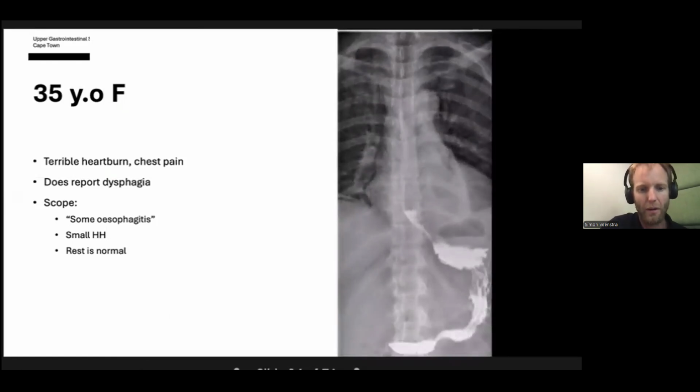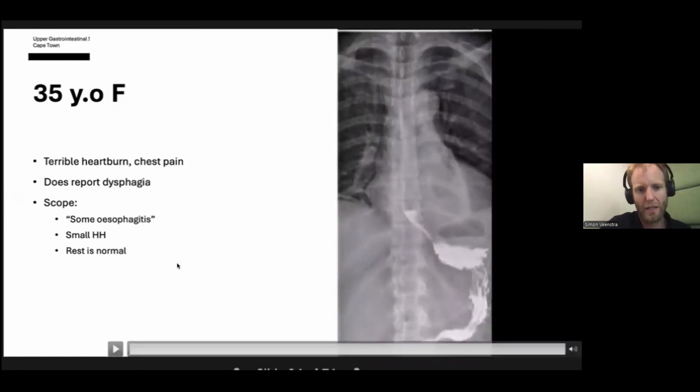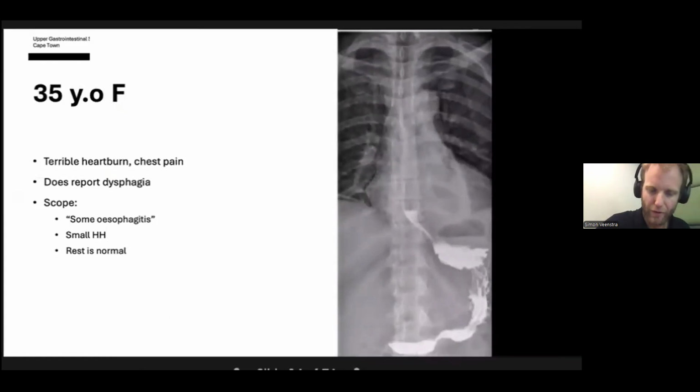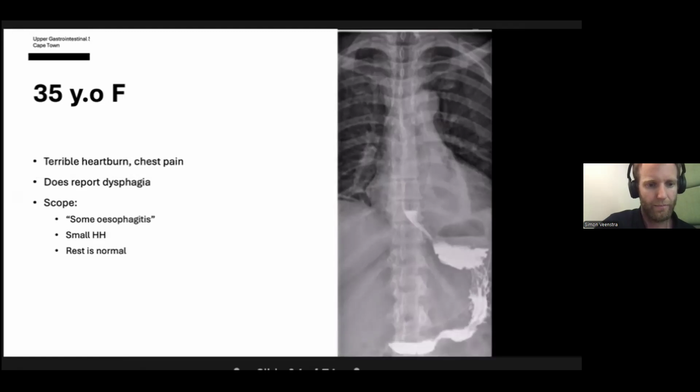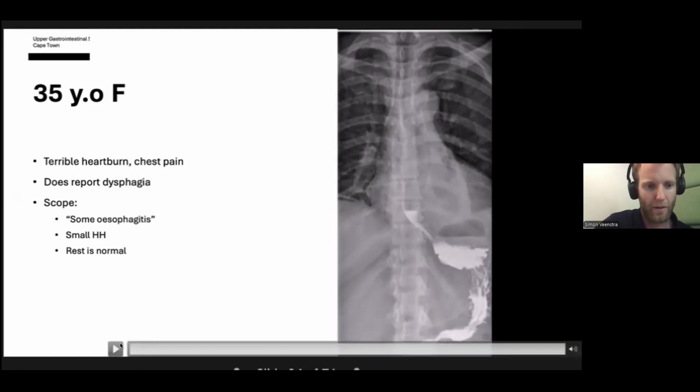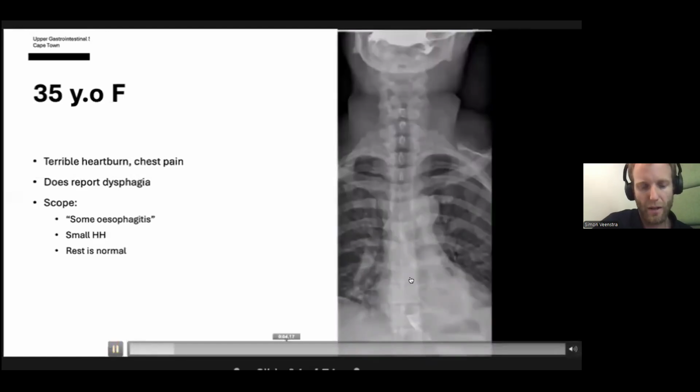So one can appreciate maybe that it doesn't look overtly dilated, the esophagus. One can appreciate that maybe there's some tortuosity in that mid to distal section, and maybe a little bit of holdup. But it's not the most classic swallow, I don't think. I don't know if you want to see it again.